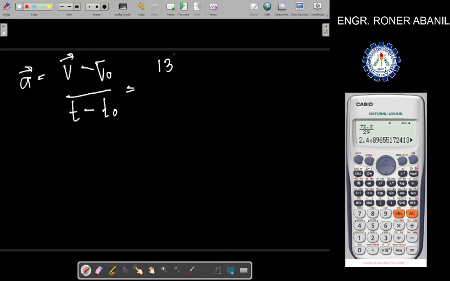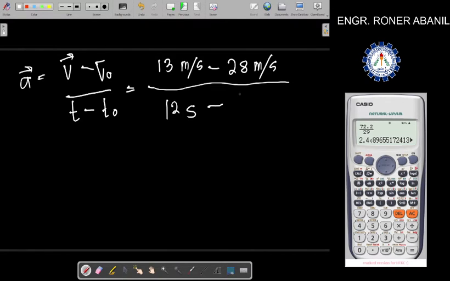13 meters per second. So, the initial velocity is 28 before he opens the parachute. So, before he opens the parachute, he's not yet cute. Joke lang. So, over time, the final time is 12 seconds, minus 9 seconds, the initial time.